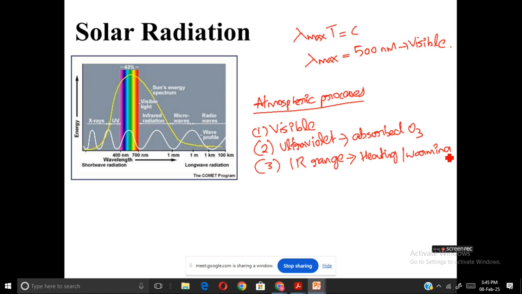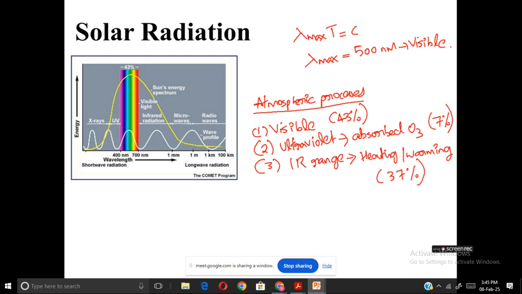So when we look at the solar energy, almost 43% of the incoming solar radiation falls in the visible range of the spectrum. 7% falls in the ultraviolet region, and 37% falls in the infrared region. So this is how the solar radiation is emitted.